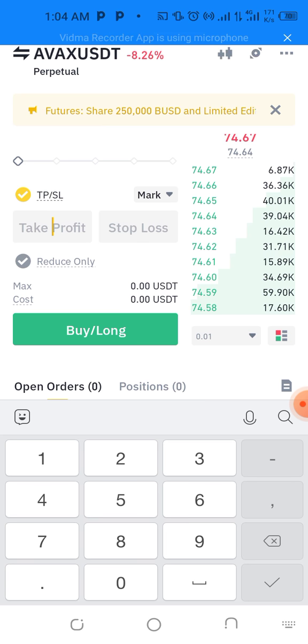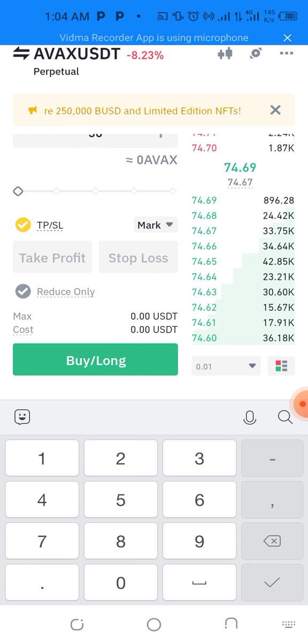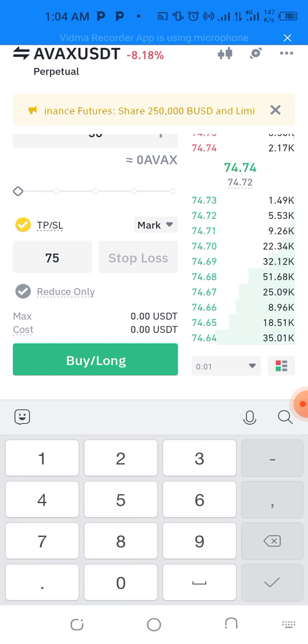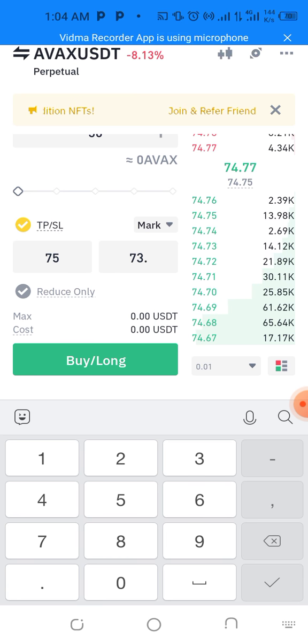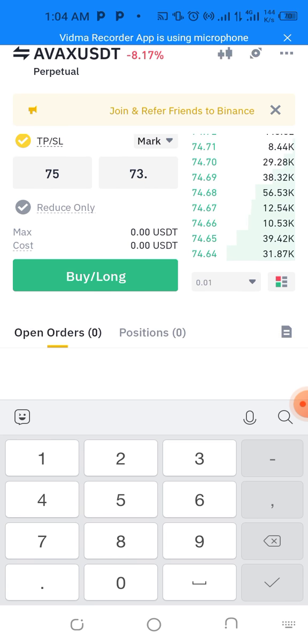And then you can also set your take profit, because right now the coin is at $74.66, so it's fluctuating 64, 63, 70. So let's say for instance I want to take my profit at $75, and then you tell the app that if this coin eventually goes to $73, please stop the market for me. So that is stop loss. All right. So instead of you losing all the money you have here, you will stop the loss at $73.